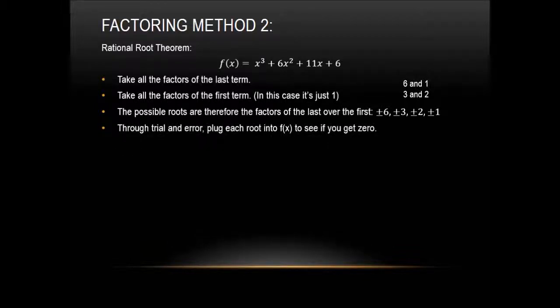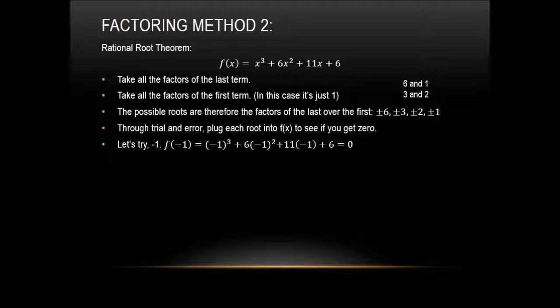And what you're going to do is just go through trial and error, test each one, and see which one produces a 0 in the original function. And you can see that's going to be kind of tedious because you have 8 different numbers to try. But for the sake of time, I know that it's -1. So if we plug in -1 into the original function, you see that we get a 0.